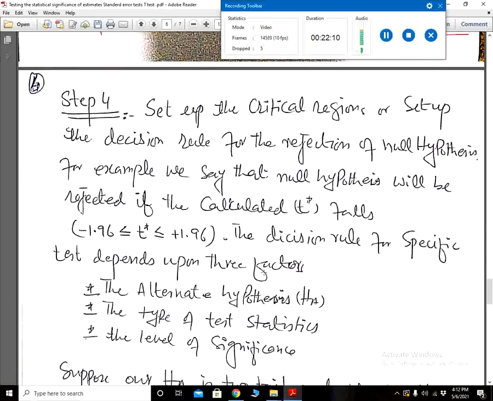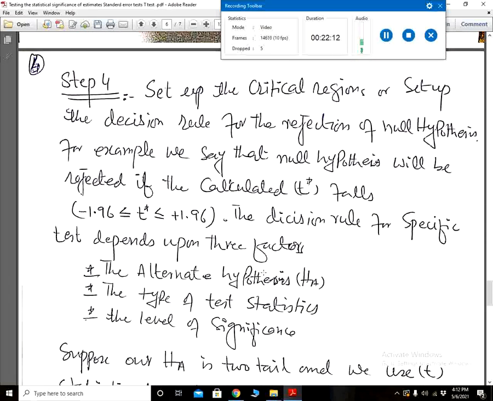Now coming toward step 4. Step 4 is to set up the critical region, or set up the decision rule for the rejection or acceptance of the null hypothesis. Here we set some rules or critical region for the acceptance or rejection of the null hypothesis.